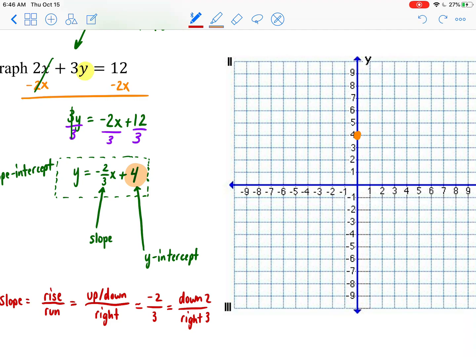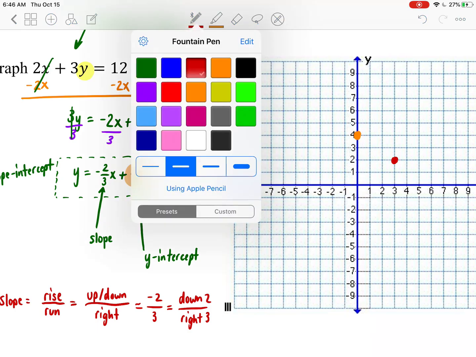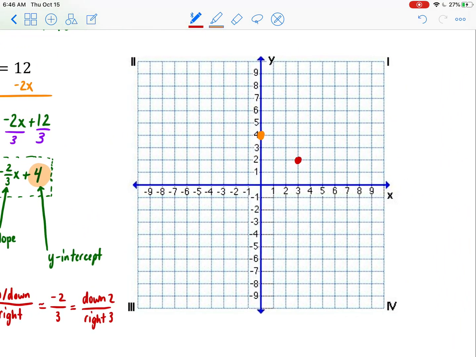Now you don't really need to draw the steps, the down and the over. I just am doing that to visualize it for you. So you're going to come down 2, right 3 from your original point. So you have to start up at your original point here, your y-intercept. And then what's nice about this is that this is the slope of the entire line. So you can keep doing this. You can come down 2, right 3 again and put a new point there.